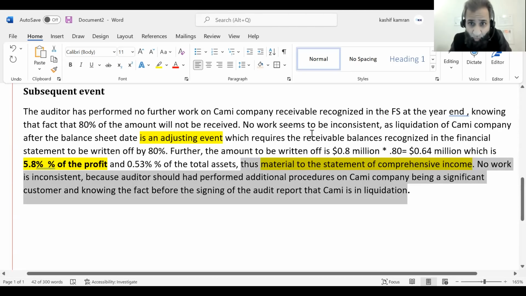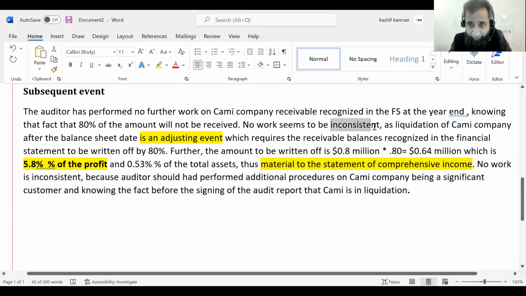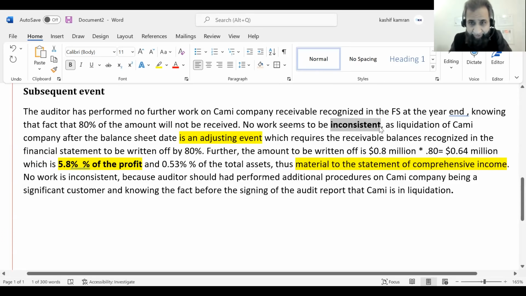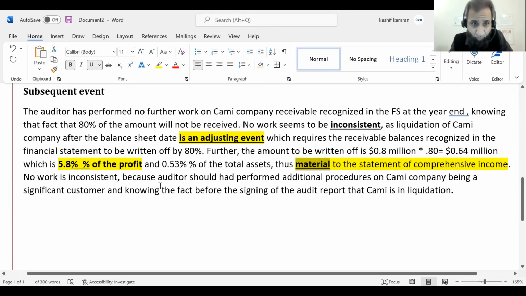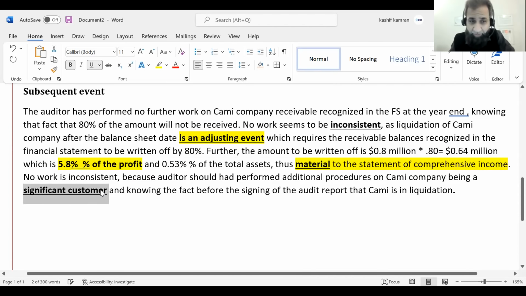Firstly, the auditor's work is inconsistent. Why? Because first of all, it's an adjusting event, which should be adjusted. Second, it's material. And thirdly, because Kemi was a significant customer. We always work for significant customers as an auditor, right? So 3 things. How many marks will I score from this paragraph?